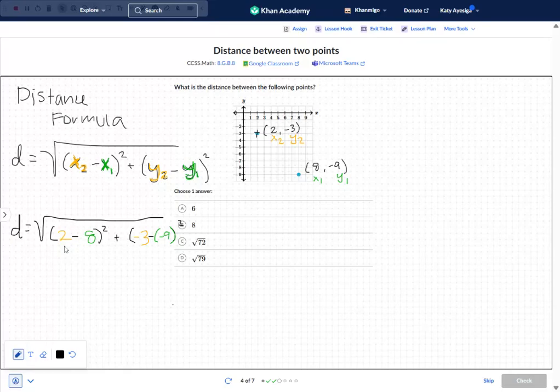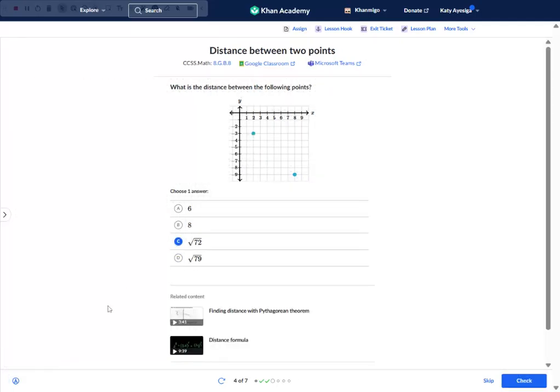All right, we're going to go ahead and simplify. 2 minus 8 is going to be -6 squared plus, double negative. Negative becomes a positive. 9 minus 3 is +6. 36 plus 36 gives us 72. So square root of 72. We're not simplifying further. So 72. Let's try that.